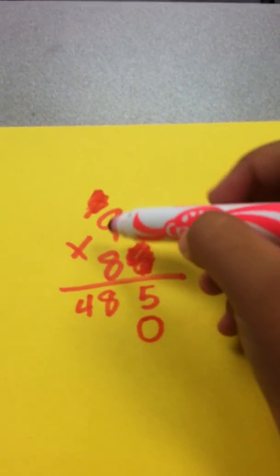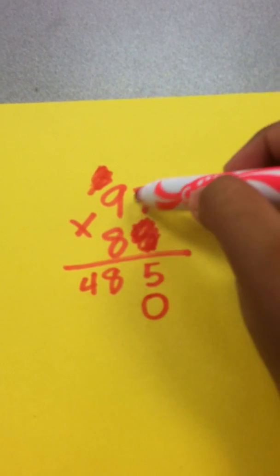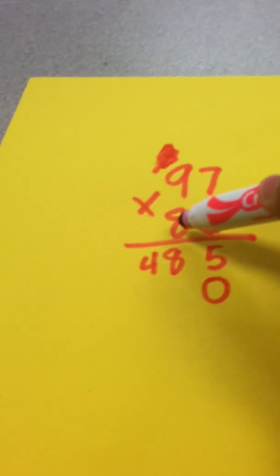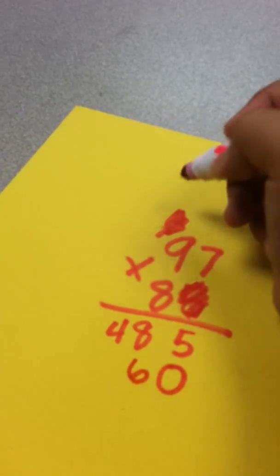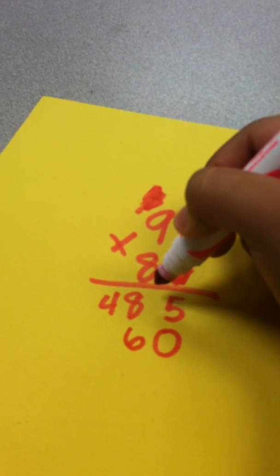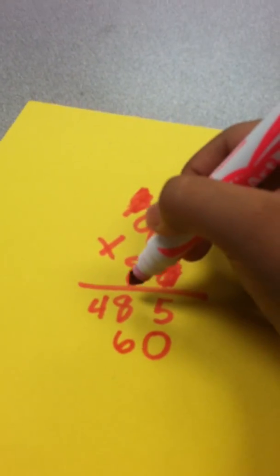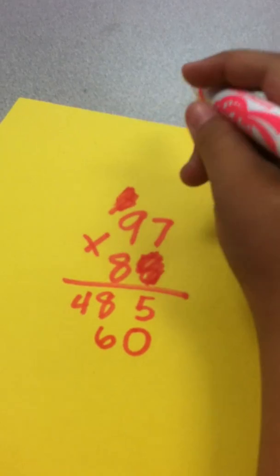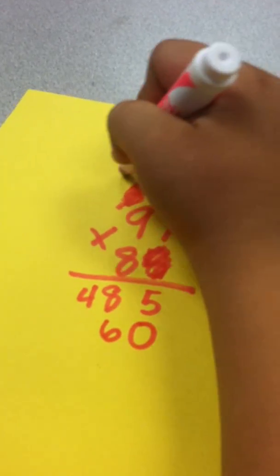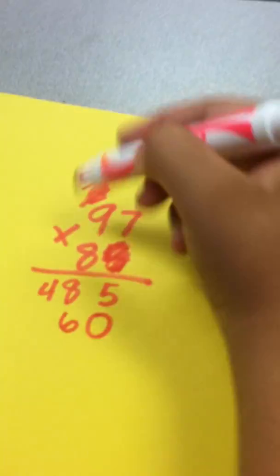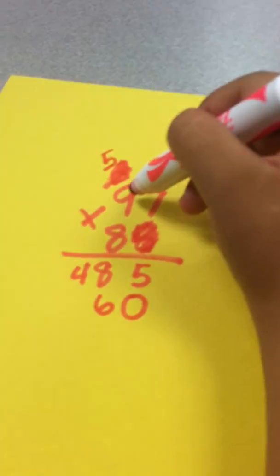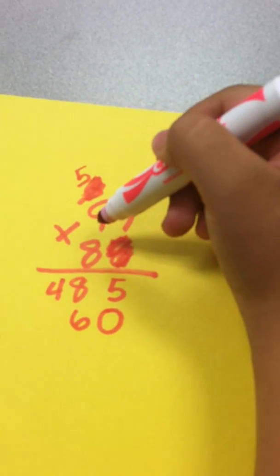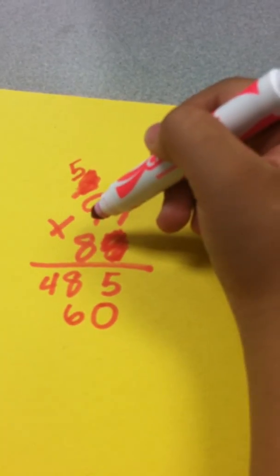So now I'm going to multiply the 10's digit that's on the bottom by the 1's digit that's on the top. 8 times 7 is 56. 6 will go under the 8 that I already used, and then the 5 would go on top of the 9. And then now I'm going to multiply the 10's digit that's on the bottom by the 10's digit that's on the top, which is 72 plus 5 is 77.